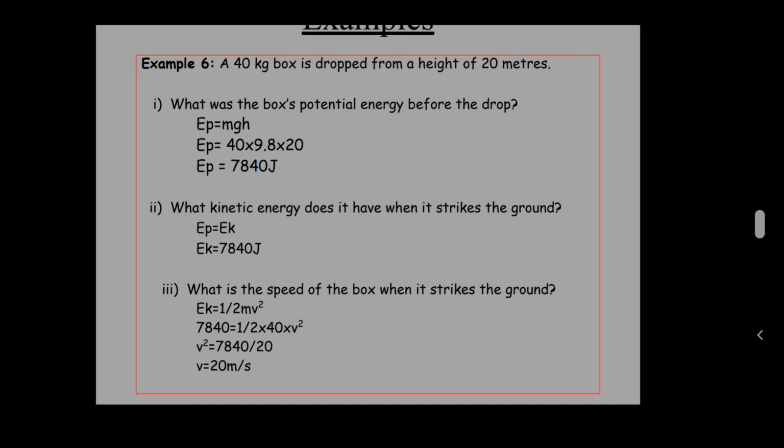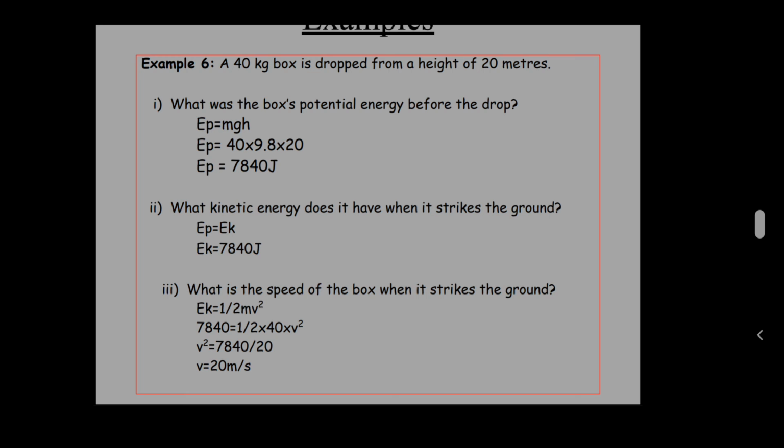Well, we know that this is an energy change because we know that it's going from some sort of height and it's been dropped now. So then, therefore, that's just a transfer of energy. So we know that by conservation of energy, EP equals EK, which therefore means EK equals 7,840 joules, the same as before. Why is that important? Because it's going to help us to answer 3. What is the speed of the box when it strikes the ground?